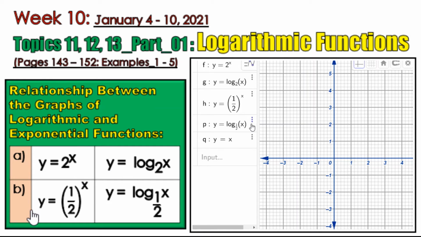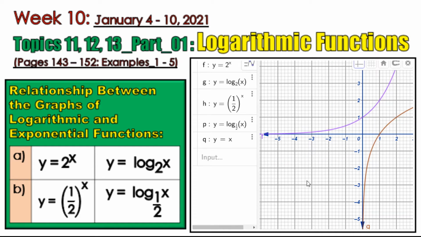And for the second pair of inverse functions, we have y is equal to 1/2 raised to x, and y is equal to logarithm of x to the base 1/2. So let us start with the first pair. y is equal to 2 raised to x. This is the graph. And the second function, which is its inverse, is logarithm of x to the base 2. So this is the graph.